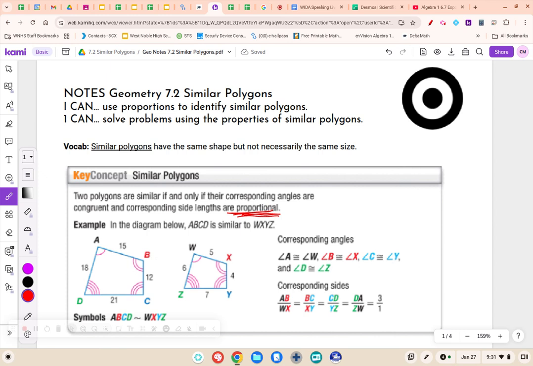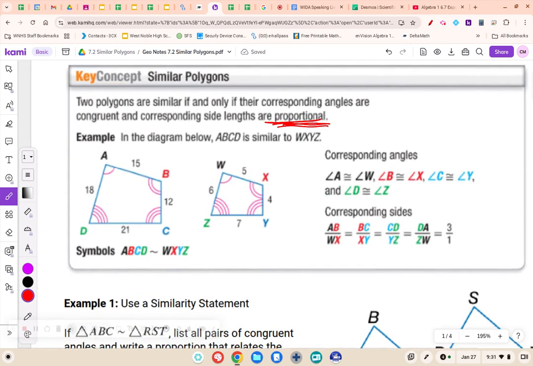Also, guys, when we were doing congruences, we learned that order matters for congruent statements. Same thing here with similarity statements. The order matters, okay? So angle A is congruent to angle W. Angle B is congruent to angle X. Angle C is congruent to angle Y. And angle D is congruent to angle Z. The order matters in your similarity statement.